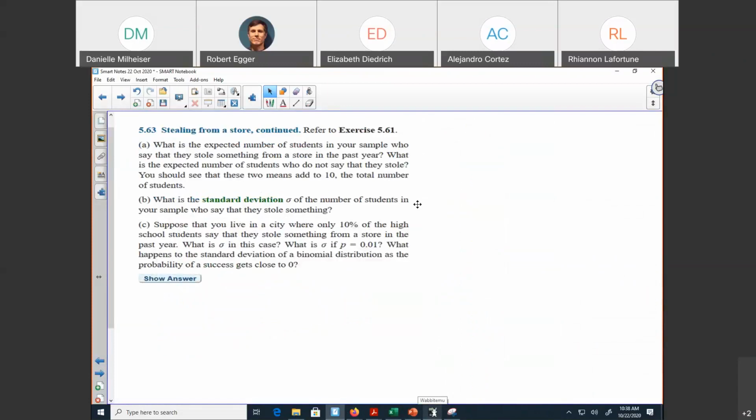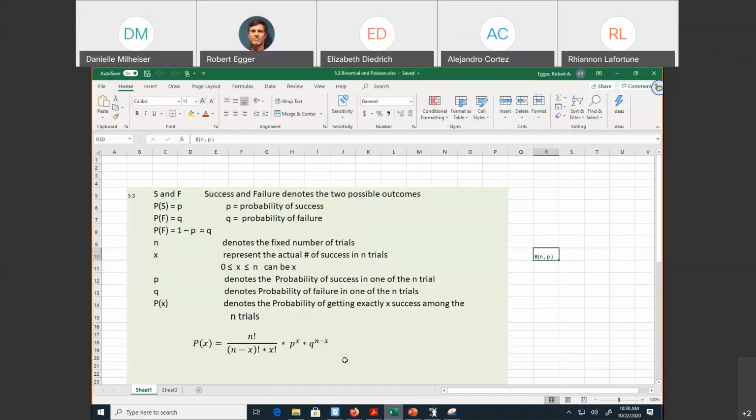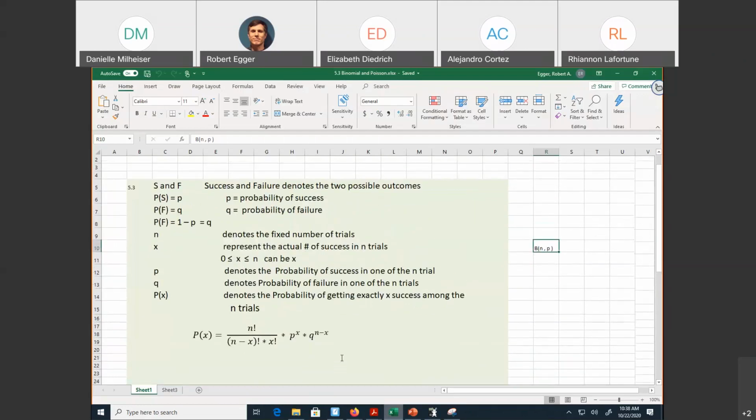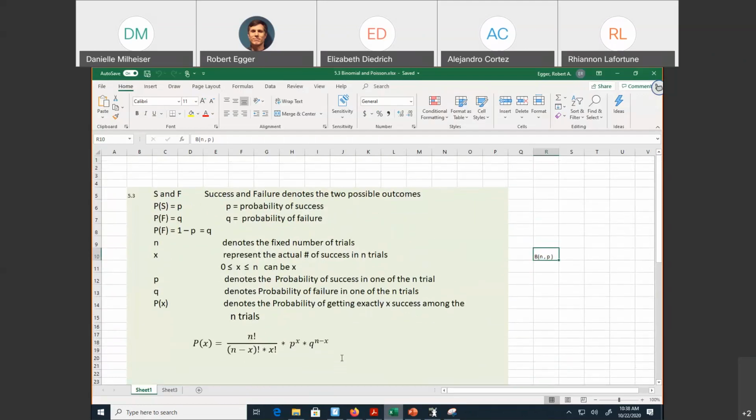Seeing from the store, continued. Refer to exercise 5.61. I need this here. All right, and I'll have this posted also. Oh, binomial, n and p. All right. So this is basically the PDF file that I have on file for you all.